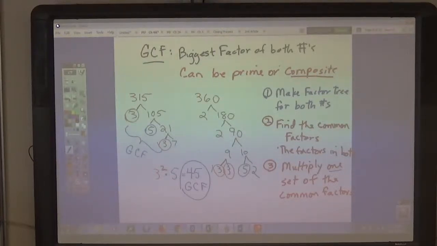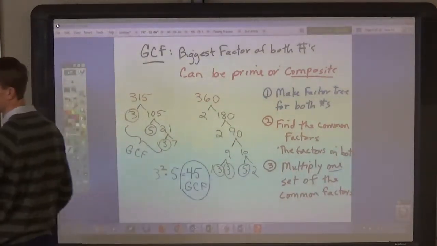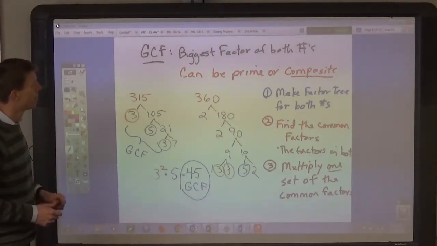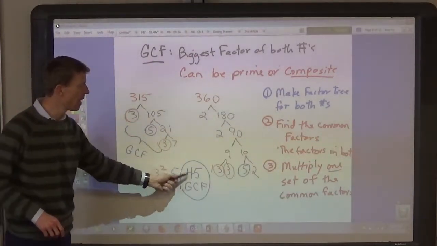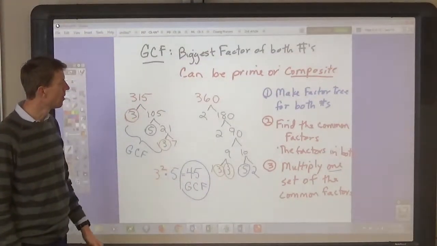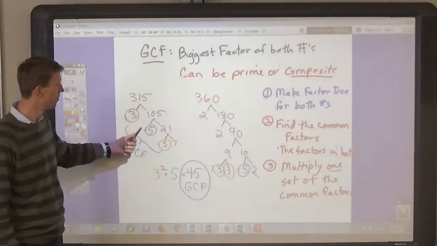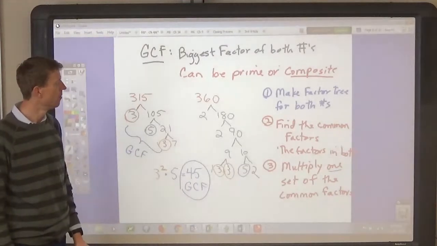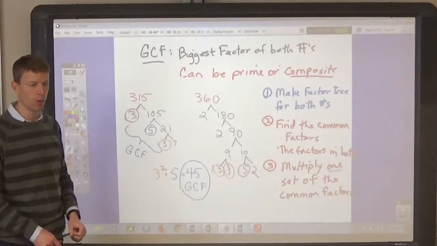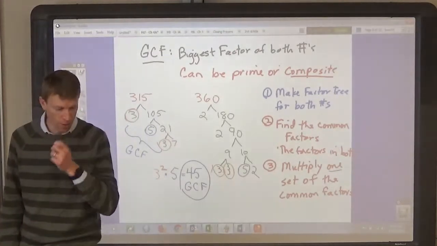So, the second part of this lesson is on the greatest common factor, the GCF. Greatest common factor is the biggest number that would go into both numbers. Yesterday we practiced finding all of the prime factors by making a factor tree, and we're going to use those factor trees to find the greatest common factor for both. It's the same lesson, 4.3 yet. This is 4.3 yet.